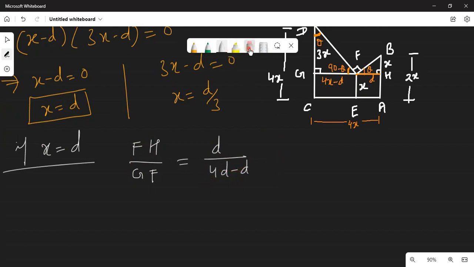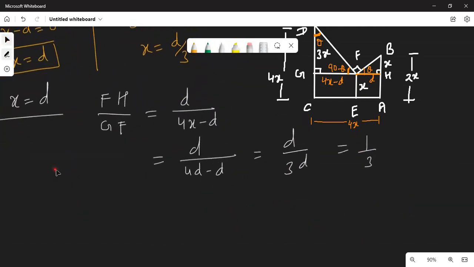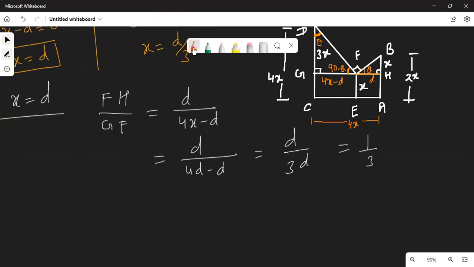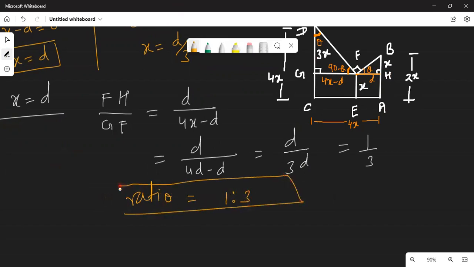First we write 4x minus d, then put the value. That would be d divided by 4d minus d, d over 3d. d gets cancelled, we get 1 over 3. So the ratio in this case, meaning the ratio of the distances between the man and the small tower and the man and the larger tower, is 1:3. Okay, this is case 1.